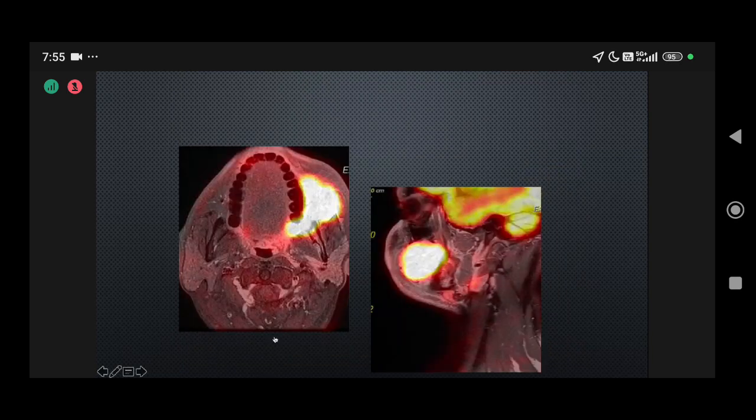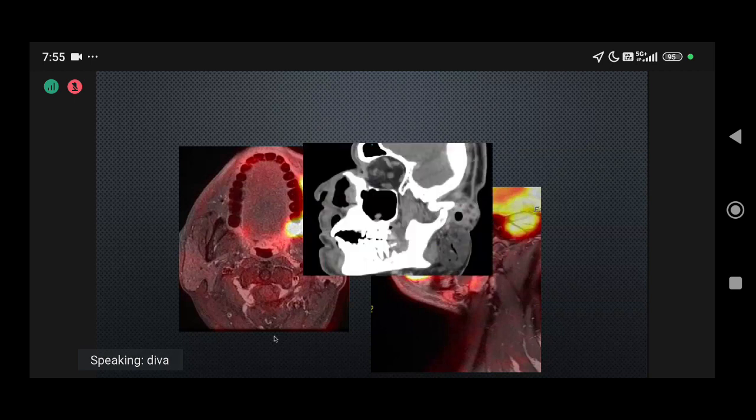This is the PET MR of the same patient. You can see the left deep buccal mucosa lesion, which is extending up to the infrazygomatic or infra-notch masticator space. So radiologically, how can we see this infra-notch and supra-notch level?